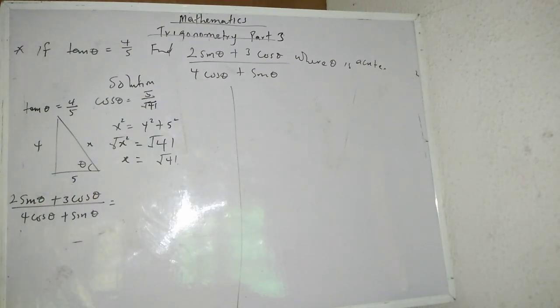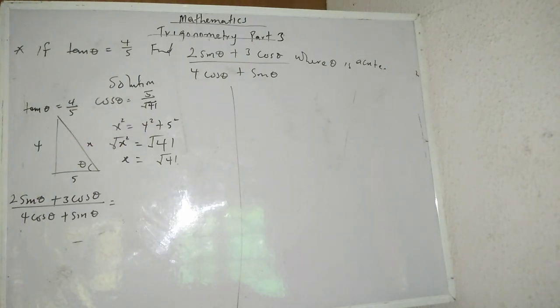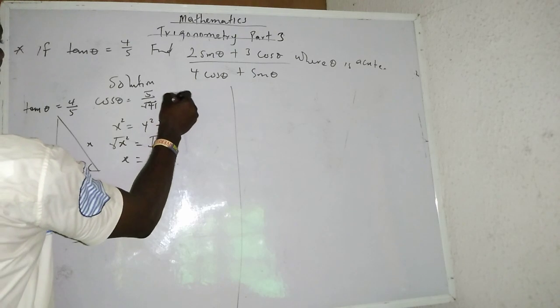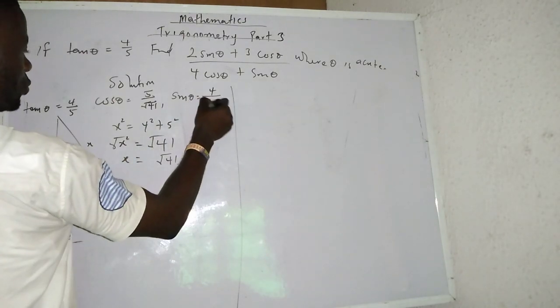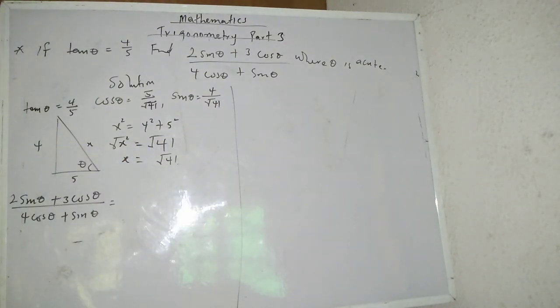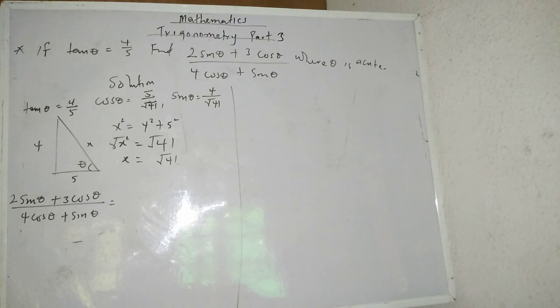Normally, it's not proper to leave your answer like this because this is short form; you have to rationalize it. But for now, the sine theta will be equal to 4 over root of 41. It means everything I need is available. I have my cos, I have my tan.